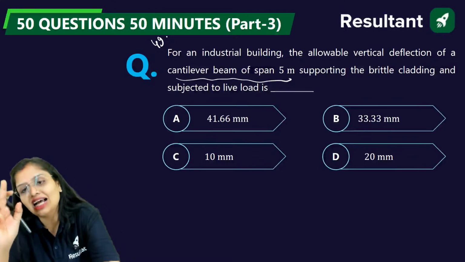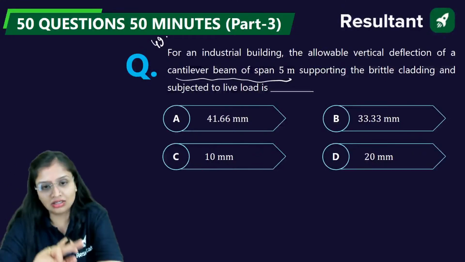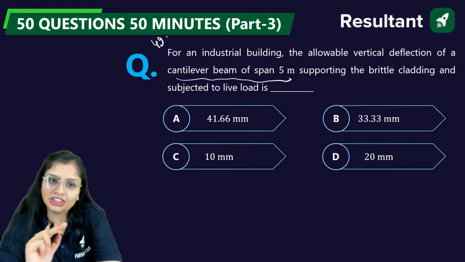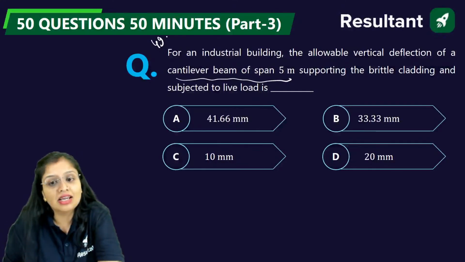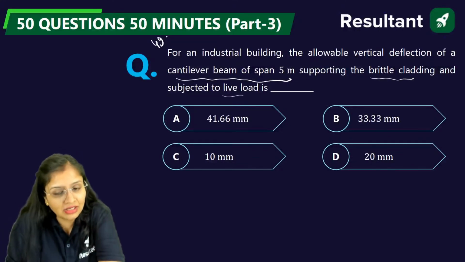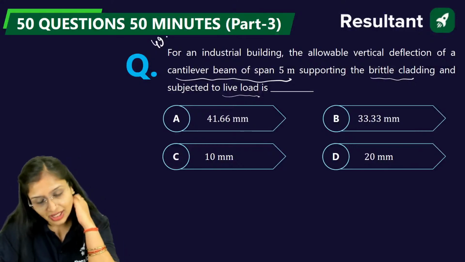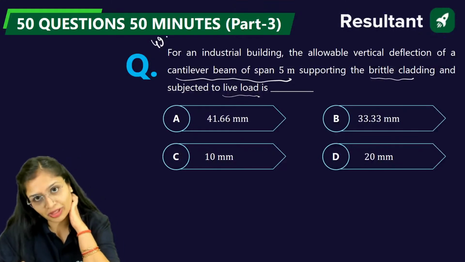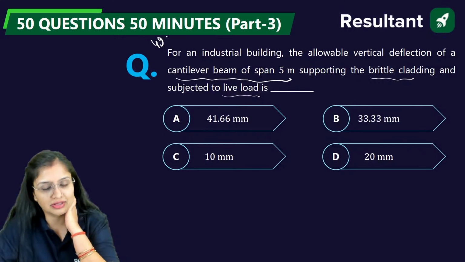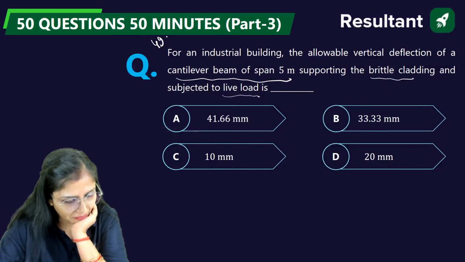See, अगर elastic cladding होता, then the formula for allowable vertical deflection would have been different. Now here it is brittle cladding and here it is live load. Here it is not elastic जो हो रहा है. So come on, tell me the one. Elastic cladding, different formula is there. Brittle cladding, different formula is there. Come on, answer. I'm waiting.